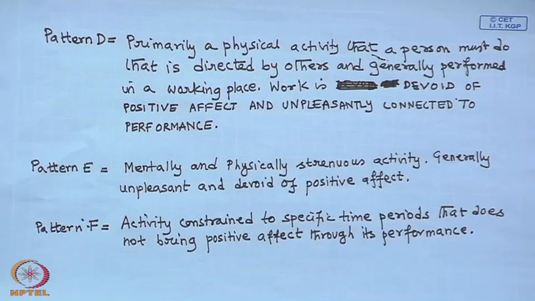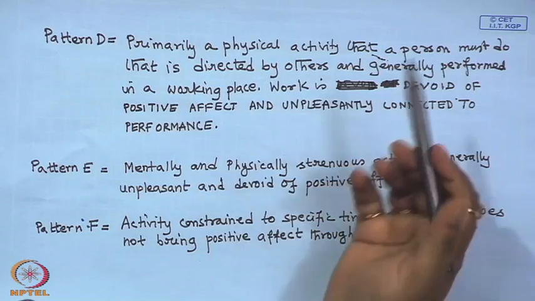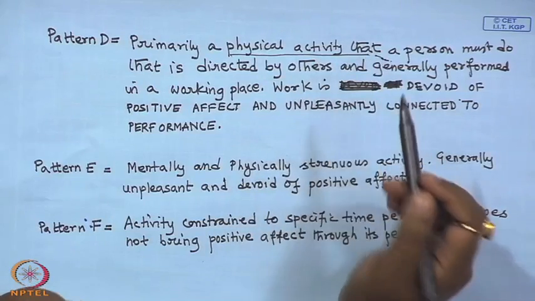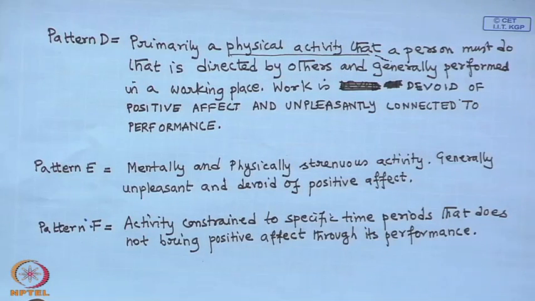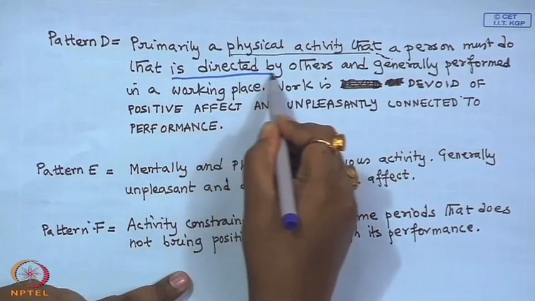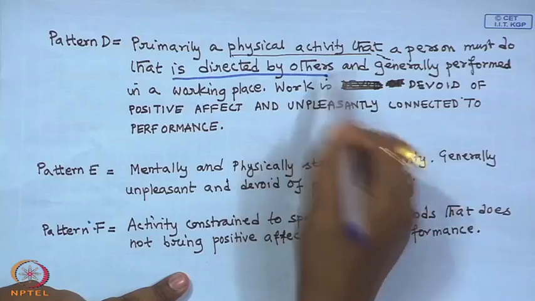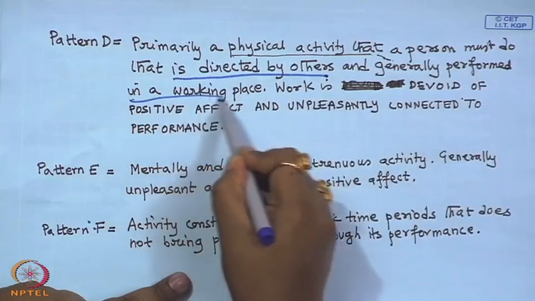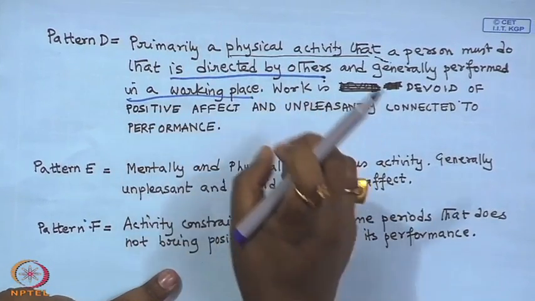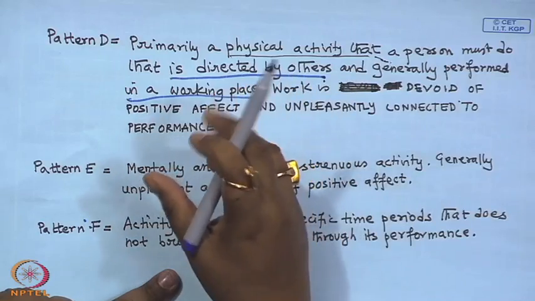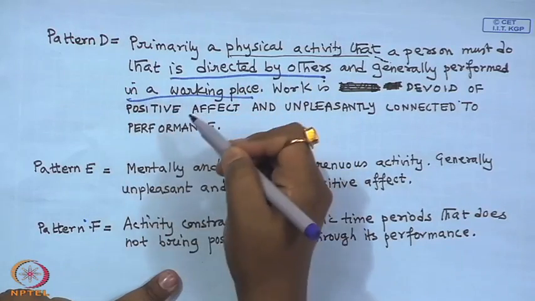There is another pattern which is called pattern D. Here again, work is considered primarily as a physical activity that a person must do. Again, you see the difference: it is directed by others and generally performed in a working place.